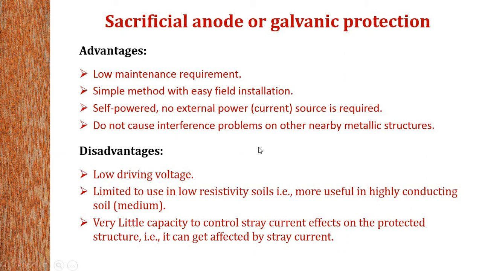There are some disadvantages of this method. It is having low driving voltage, that means the protection is achieved slowly, and then it is limited to the low resistivity soils, that means it is applicable only in highly conducting mediums like highly conducting soil. So very little capacity to control the stray current effects, that means nearby stray current can affect this setup, the sacrificial method.